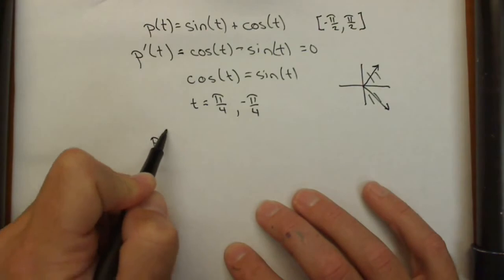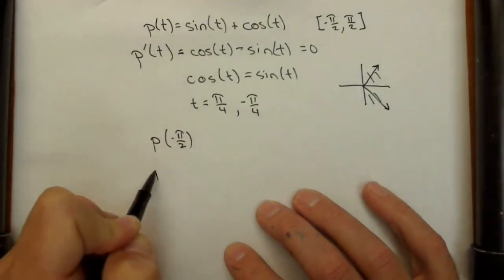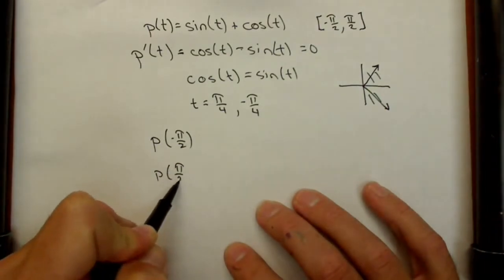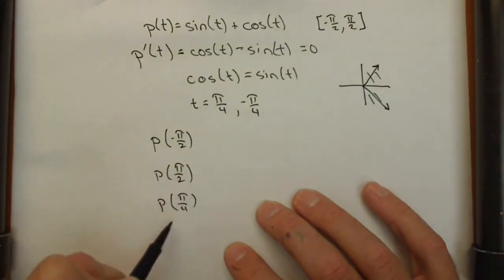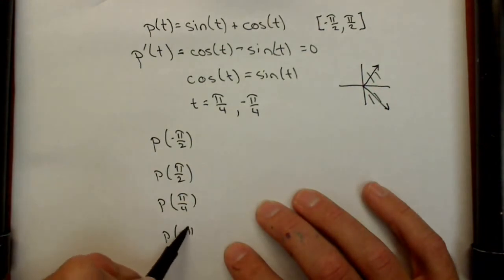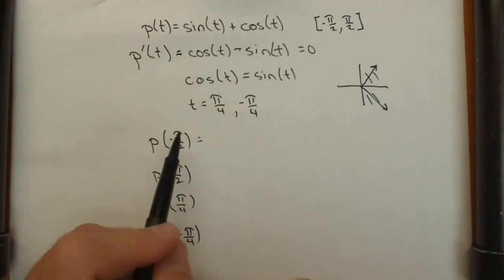Now what we're going to do is evaluate our function at our endpoints and our critical points and see what comes out to be smallest and what comes out to be largest. And that'll be our final answers.